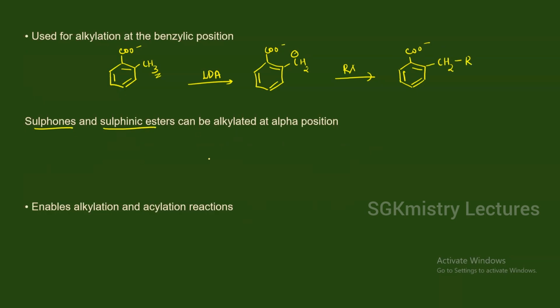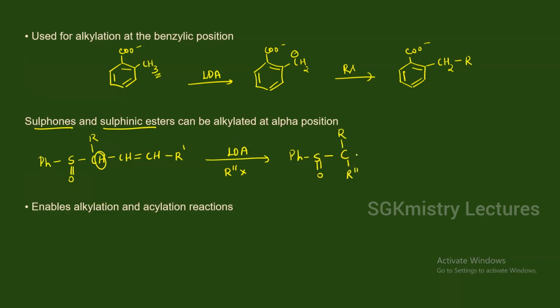Now talking about sulfones and sulfenic esters. Ph, S=O, CH, here R, and here we have CH=CH, R'. In the presence of LDA, again if I take the alkyl halide, what is going to happen here is Ph, S=O, here C. Now this hydrogen can be abstracted by LDA. There is already one R. Now this R'' will go and attach there, giving CH=CH R'.